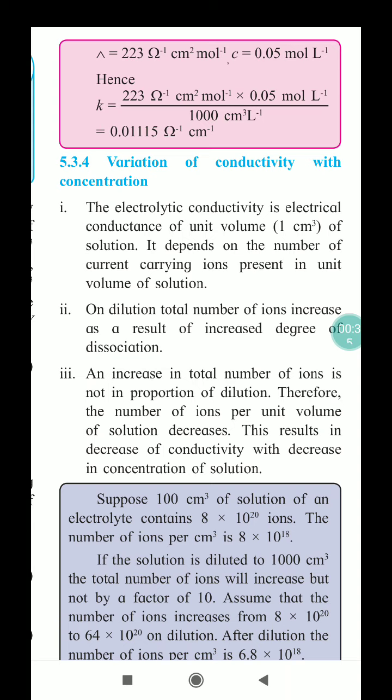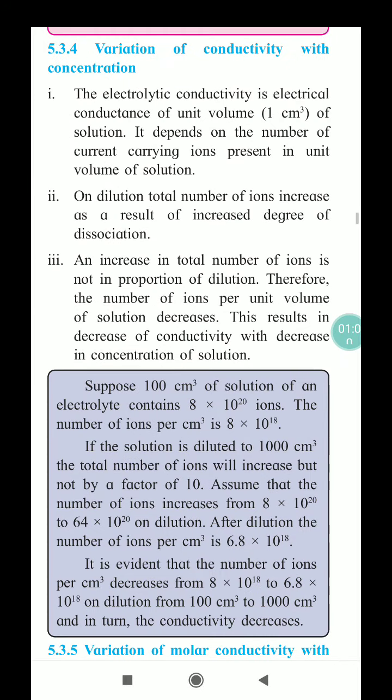For example, we take 100 centimeter cube of solution of electrolyte containing 8 into 10 to the power 20 ions. The number of ions per centimeter cube is 8 into 10 to the power 18, because there is 100 centimeter cube. That's why for 1 centimeter cube there is 8 into 10 to the power 18.